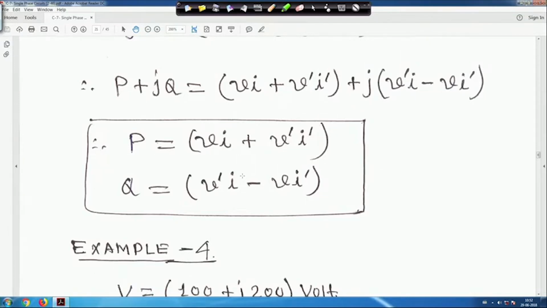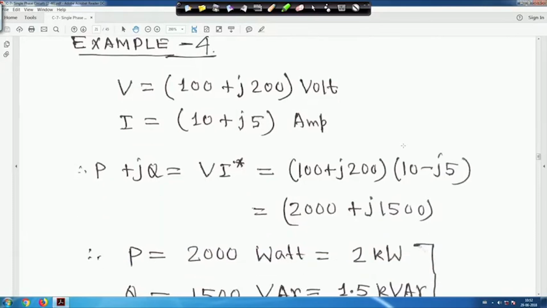So if you have any doubt, anything, put the question in the forum, and we will try to answer all these questions. Now next, take a simple thing. Suppose it is given that V is equal to 100 plus J2 volt, and current is given as 10 plus J5 ampere, everything in RMS.